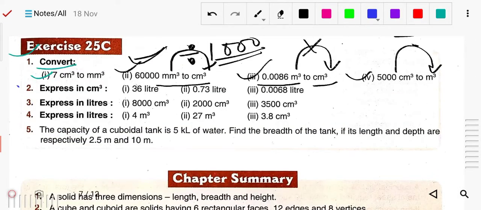Now next, question number 2. This is expressing in centimeter cube, and the question is given in liters. Got it? So centimeter cube and liter, that relation we know: in 1 liter how many centimeter cube? 1000 centimeter cube. Based on this we will do. So question number 3 I will solve.